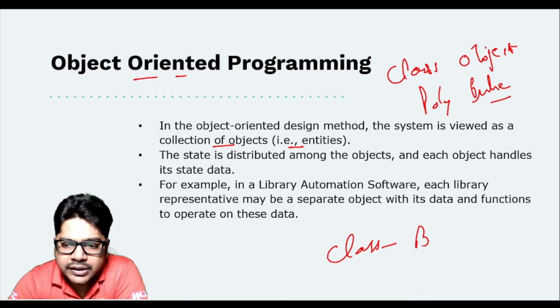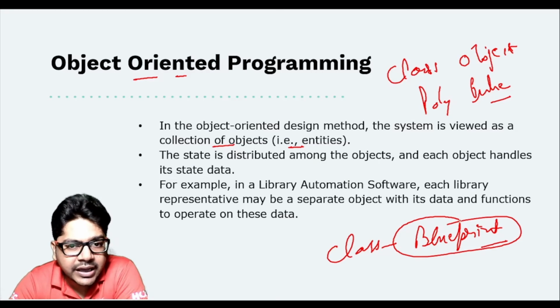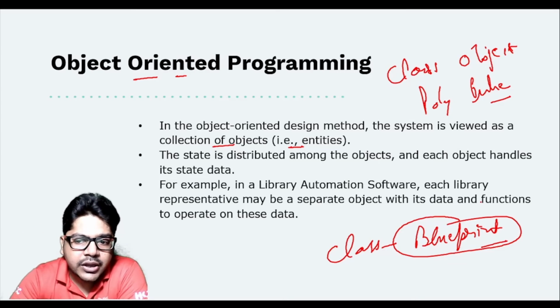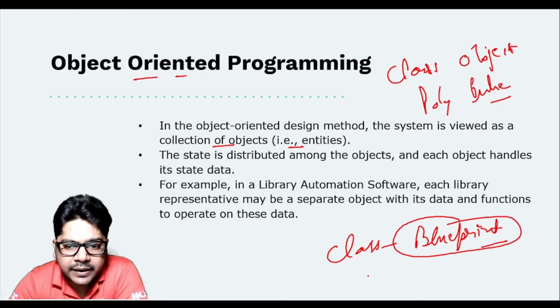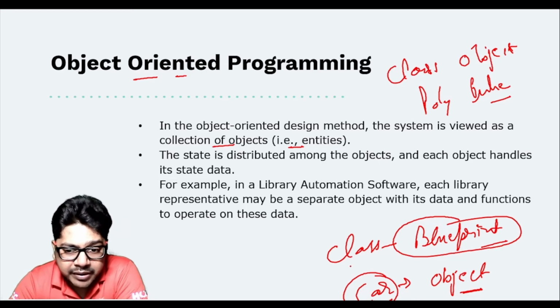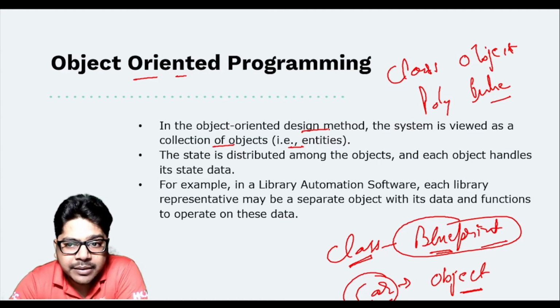So, what is a class? A class is nothing but a blueprint. When a car is being made, it is not made directly. First a blueprint of the car is made. Just like a house, you need a design of the house, and an architect constructs it, and then the car is actually made. The final car is nothing but the object. When I say object, I refer to the car, a real world entity which you can actually see. But when I refer to the class, it is the blueprint. So in the object oriented design method, the system is viewed as a collection of objects, which are entities.